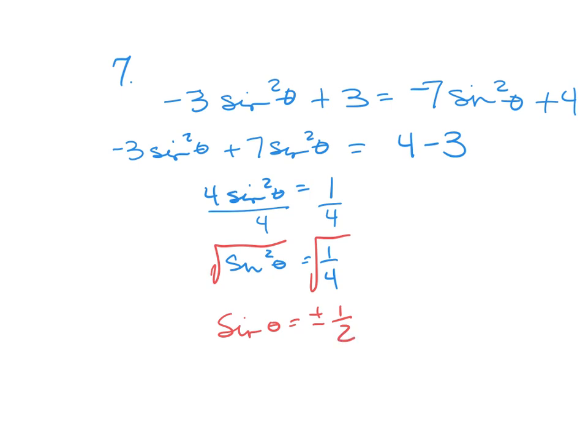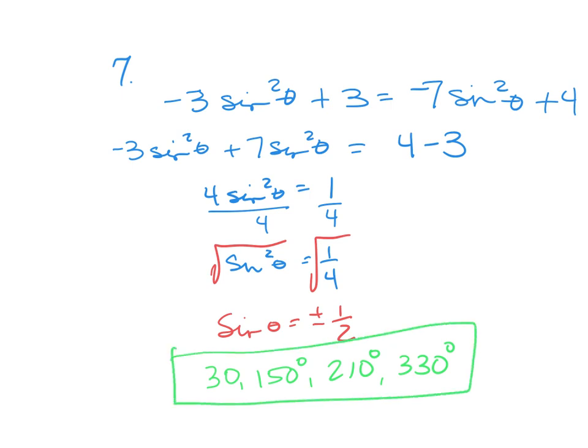And now I look at my unit circle and see who has a sine of 1/2, and I get 30 degrees, and I get 150, and I get 210, and I get who else? And those are your answers. Those angles make that equation true.